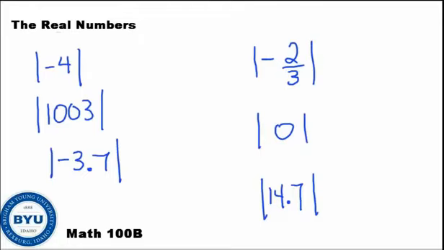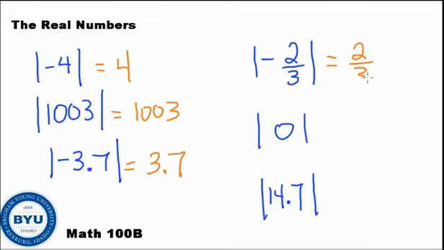Okay, how'd you do? Absolute value means distance, and so that means our answers will always come out positive. It's the distance to 0. This would be 4. The answer to the absolute value of 1003 would just be 1003. Absolute value of -3.7, well, that would just be 3.7. The absolute value of -2/3 would be 2/3. Absolute value of 0, that's just 0. Absolute value of 14.7 is 14.7.